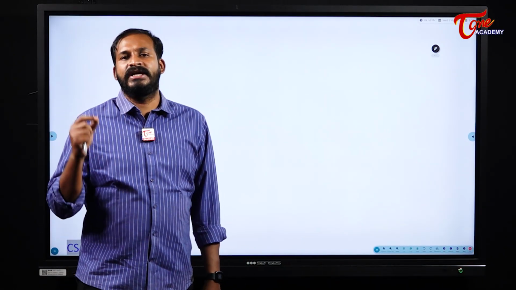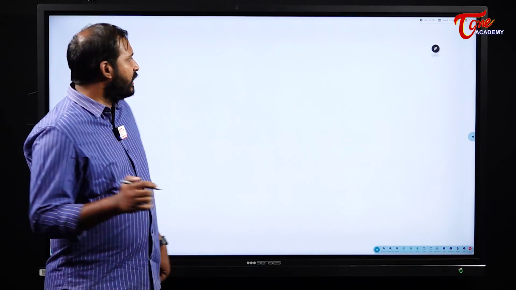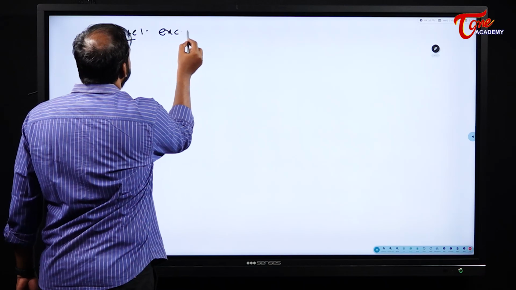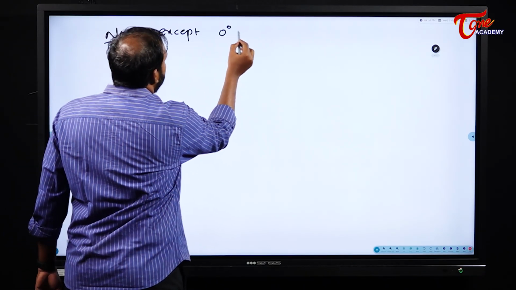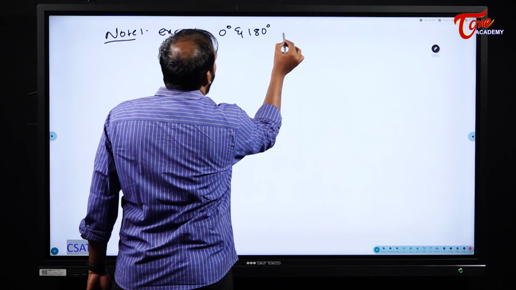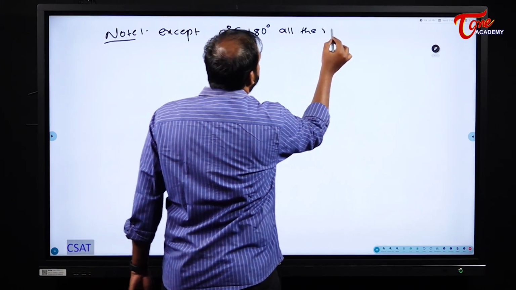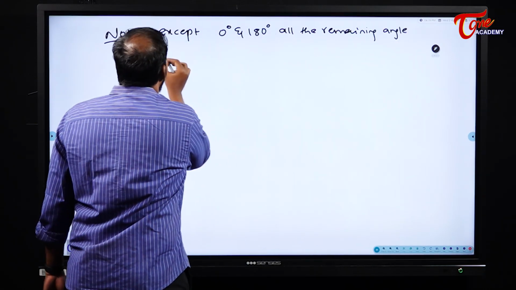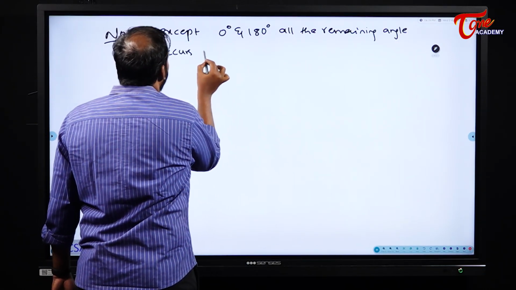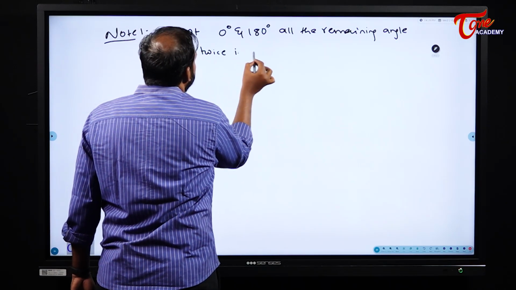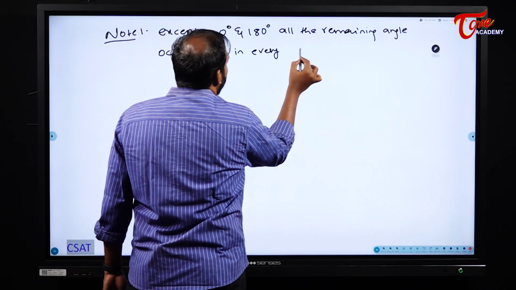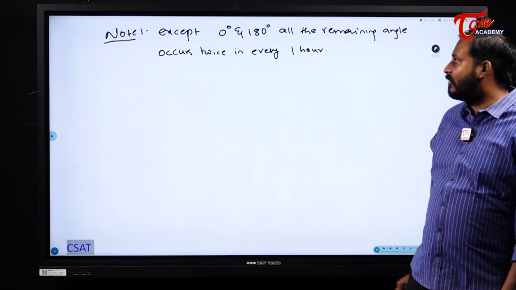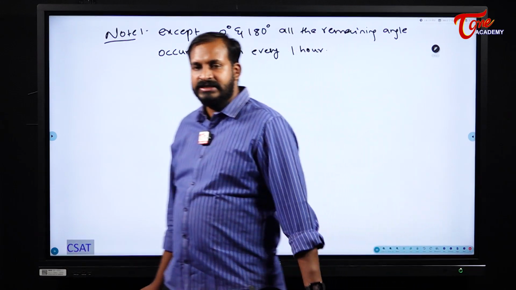Except 0 degrees and 180 degrees, okay, write a note. Except 0 degrees and 180 degrees, all the remaining angles occur twice in every 1 hour. Okay, except 0 degrees and 180 degrees, all the remaining angles occur twice in every 1 hour.